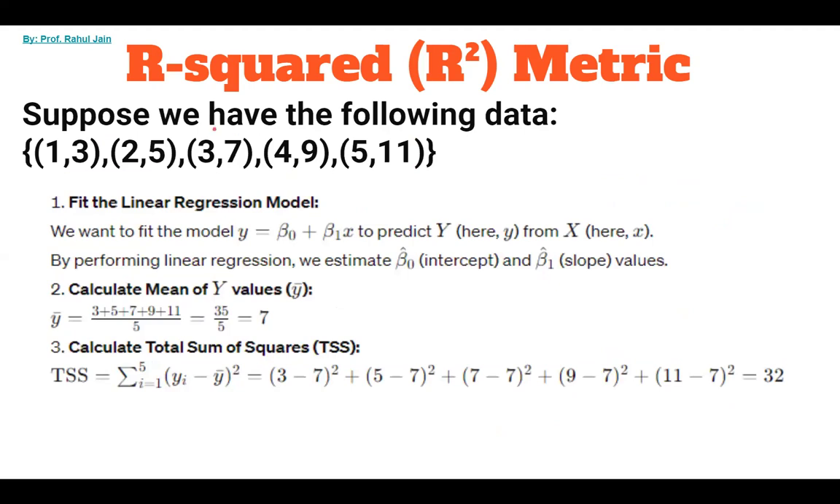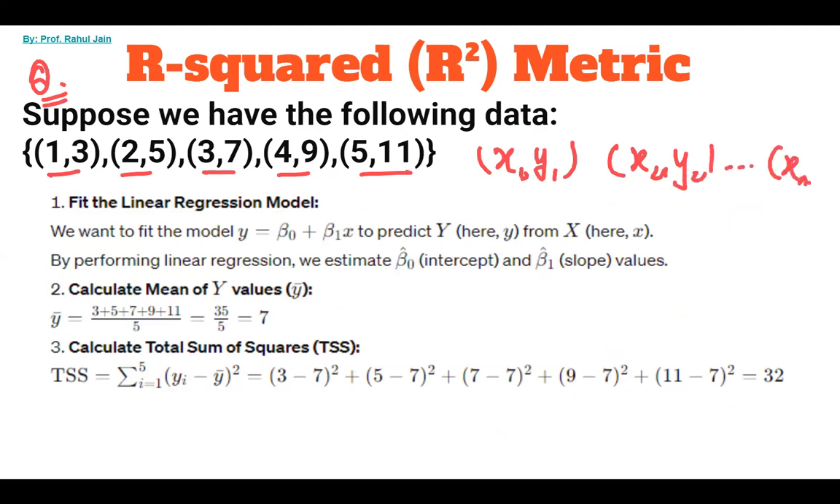Now, let's come to the numerical problem. With the help of that, you can understand the R squared metric very clearly. So suppose we have the following data: (1, 3), (2, 5), (3, 7), (4, 9) and (5, 11). That is x1 y1 and x2 y2 till xn yn, where the value of n here is 5 because we have 5 data points, right?